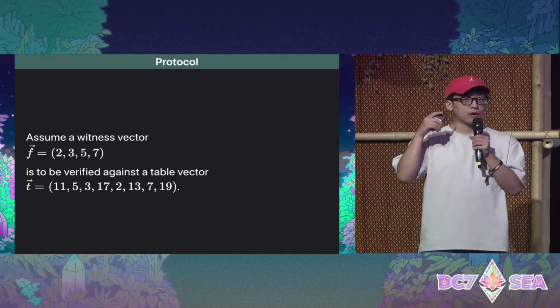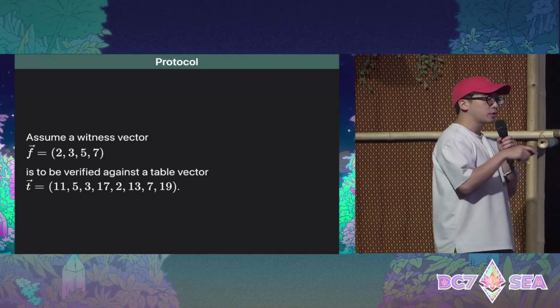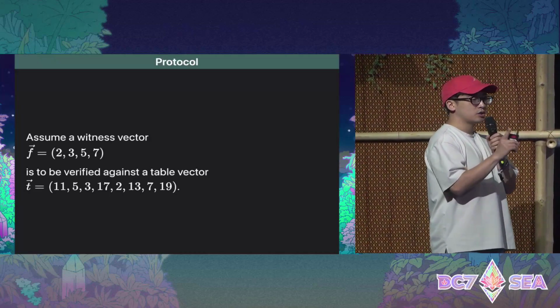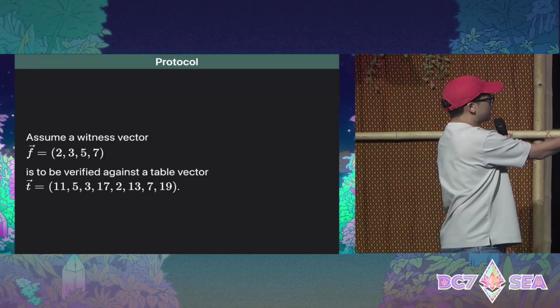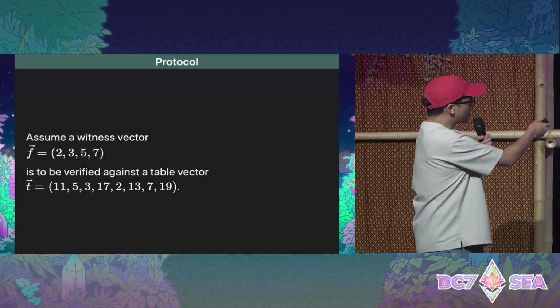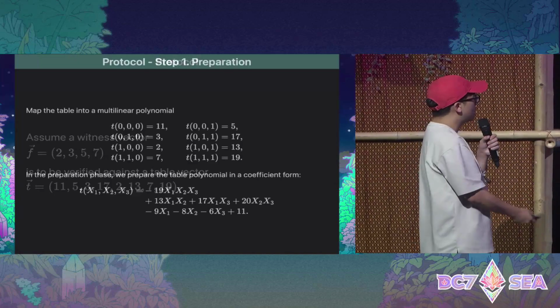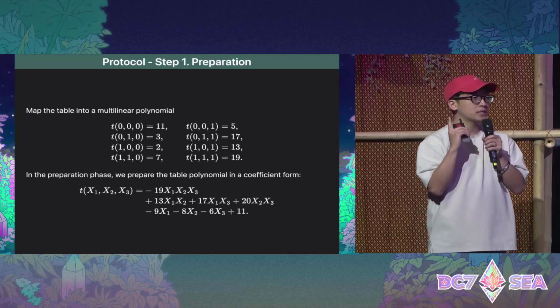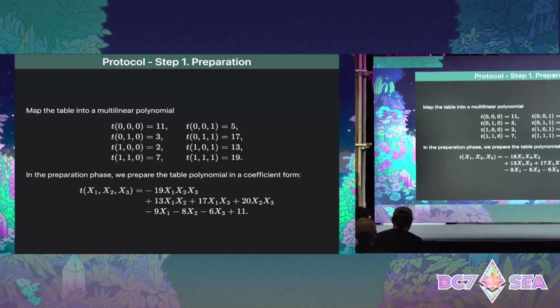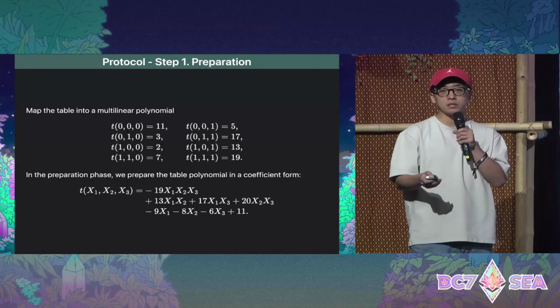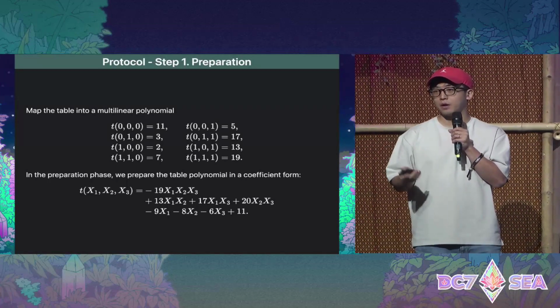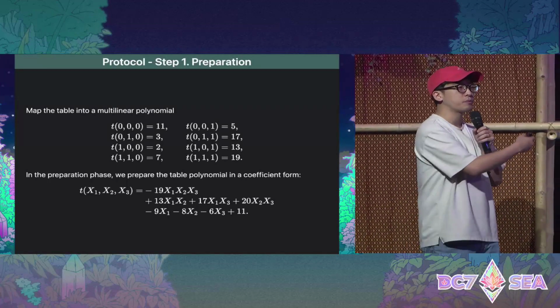If we think about the protocol, let's go through the protocol quickly. So let's assume we have a witness vector f, and the table vector t: 2, 3, 5, 7, 11, 5, and so on. The first step is preparation. We compute the table polynomial, but for efficient parallelization, we use the coefficient form. It's not a big thing because it's a pre-processing period.